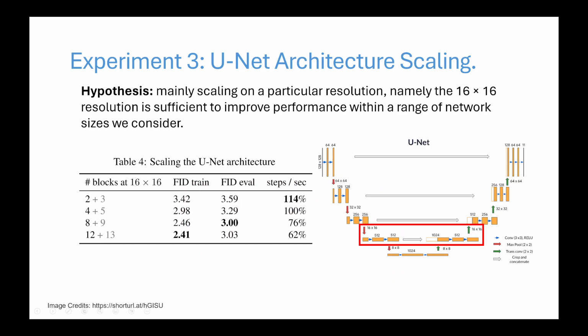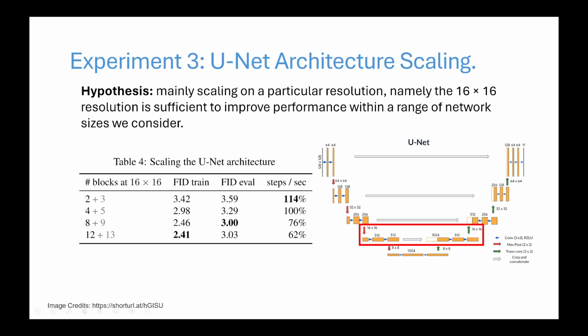In this part, let's explore what happens when we increase the number of 16 times 16 network modules in a UNet architecture. In UNets, the number of blocks generally refers to the building blocks in the downward direction. When you see a notation like 2 plus 3 blocks, it means that there are 2 blocks going down and 3 blocks coming back up.